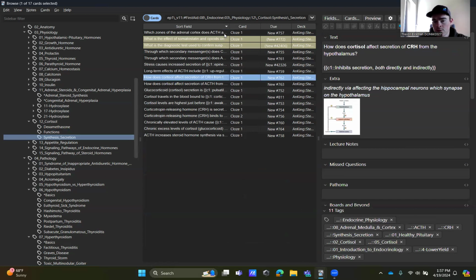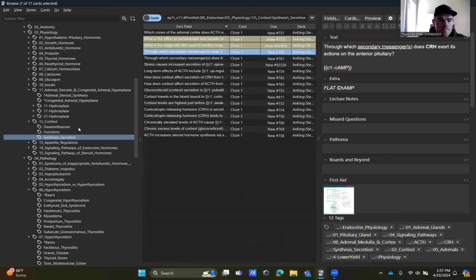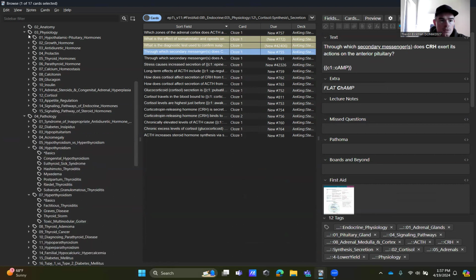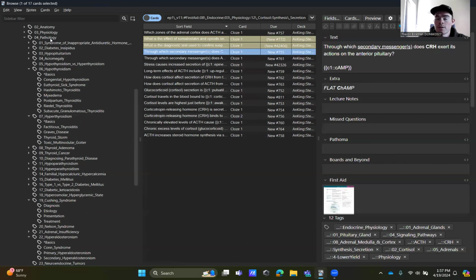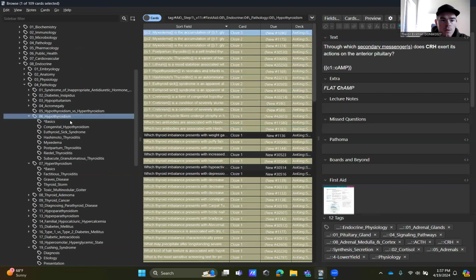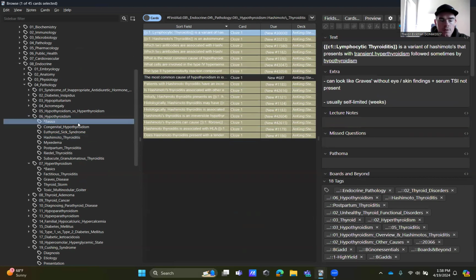And then in synthesis and secretion, you want the first one, skipping 2 and 3, and then you want the rest there. And I believe that is it for this section. Yep. So we're going to minimize those sections, minimize physiology, and then we're going to come down into pathology. So endocrine pathology. And we're going to go into hypothyroidism basics to start.